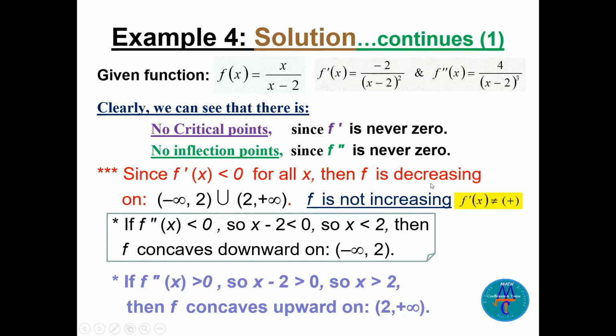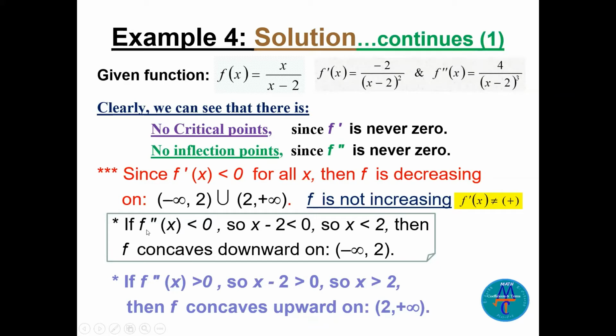Then f is decreasing. See, f is decreasing because it's negative always, from minus infinity to 2, union 2 to infinity. Because 2 is not in the domain here, you see. If you put 2, the domain will be all real numbers except 2. F is not increasing because f prime cannot be positive. Any number x you put in f prime, it will be always negative. Now, we finish increasing and decreasing.